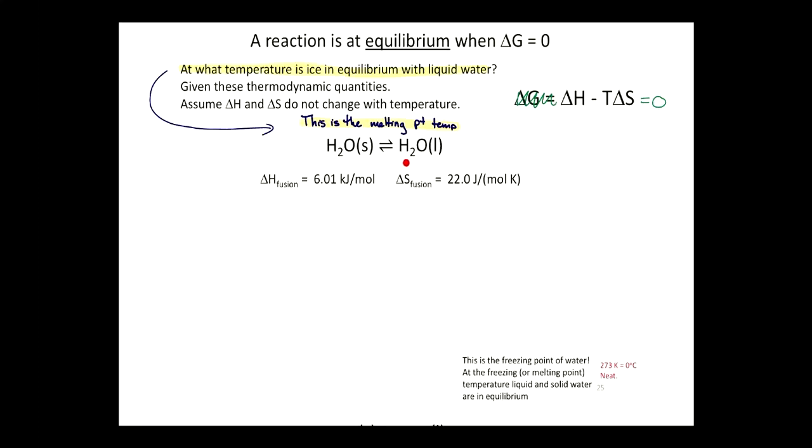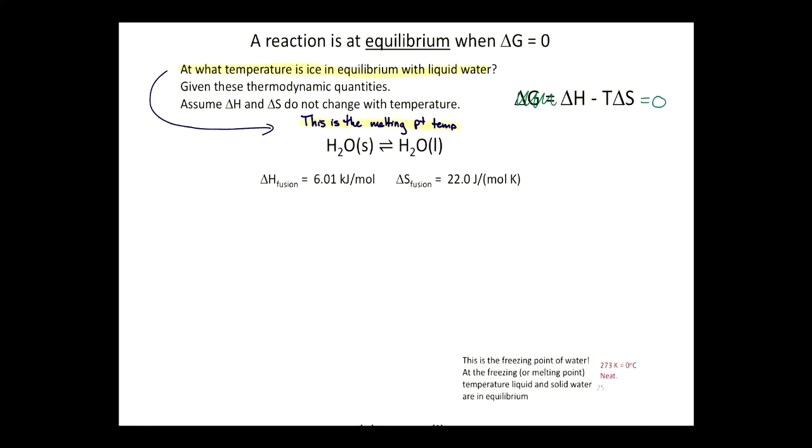All right, so what process is this? What do we call this on the street? It is melting, right? A solid water to liquid water, that's melting. So what we can see from thermodynamic information, we can determine at what temperature does this reaction achieve equilibrium. So really what we're calculating is the melting point temperature.